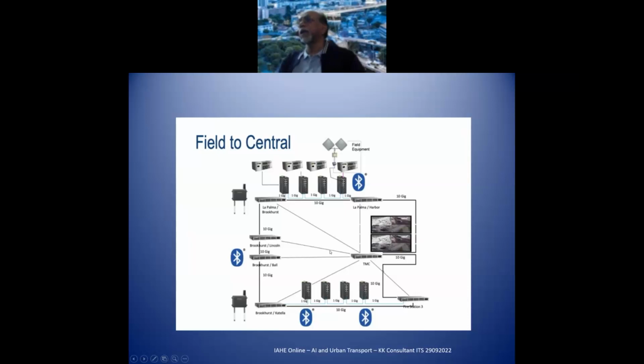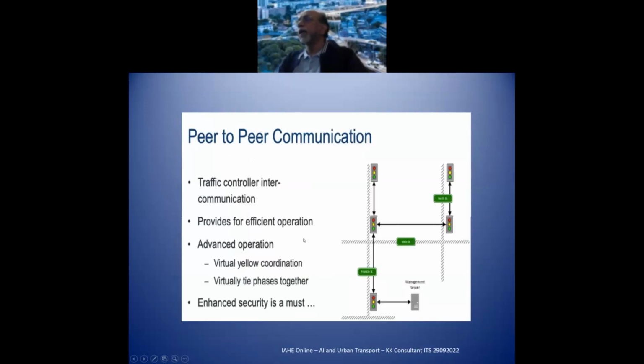This is the conventional traffic management control to each of the intersections, a different way. We use all kind of Bluetooth and other communication for local communication. And then another important thing is the peer-to-peer communication. Today's communication systems are one-to-many, what do you call?